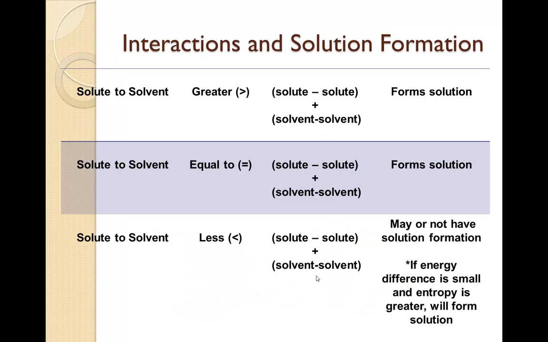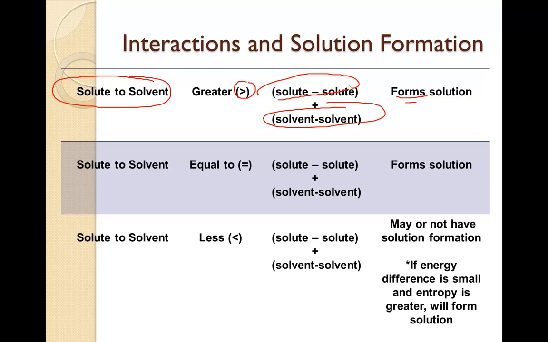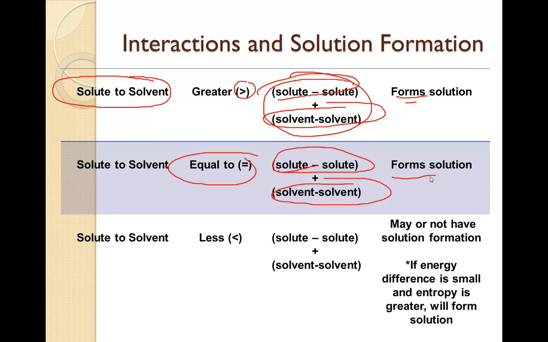So let's break this down again. If the solute-to-solvent interaction is greater than the solute-to-solute and solvent-to-solvent interactions, this is going to form a solution, because that means this gives off more energy than this takes. If the solute-to-solvent interaction is approximately the same as the solute-to-solute and solvent-to-solvent interactions, once again the solution is going to be formed. However, if the solute-to-solvent interaction is weaker than these, then this is the questionable section. It may or may not form a solution.